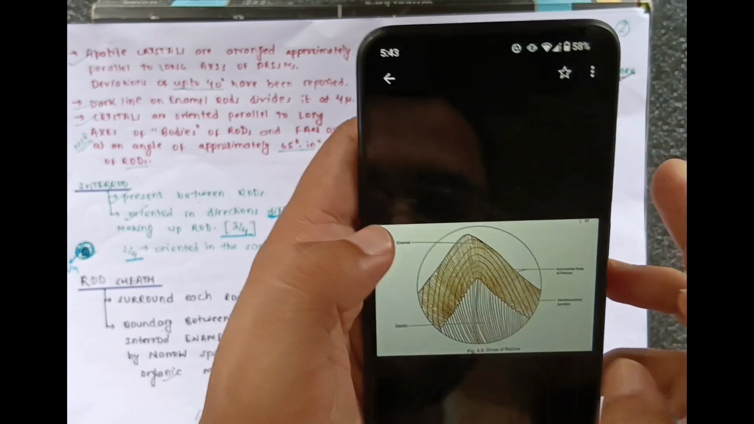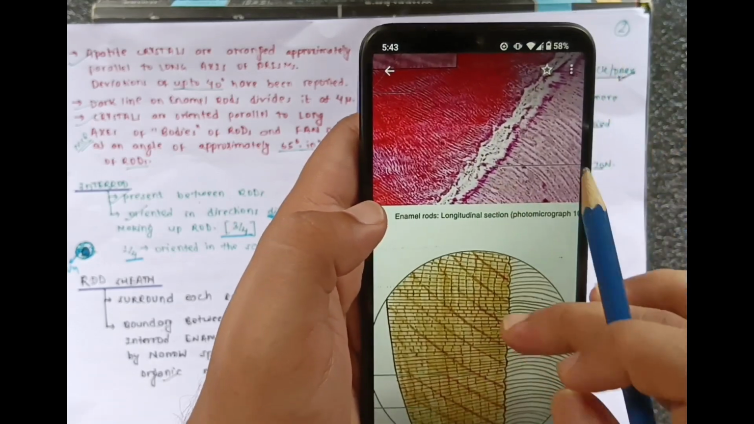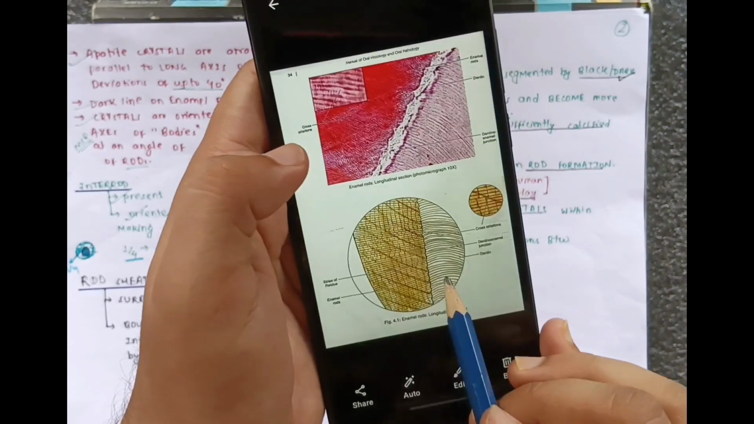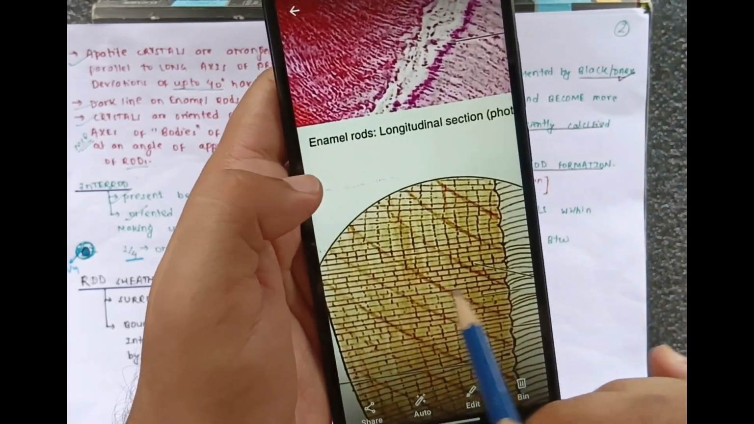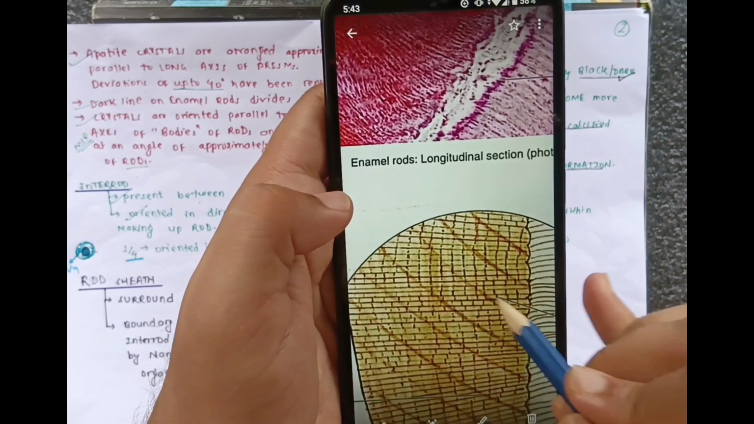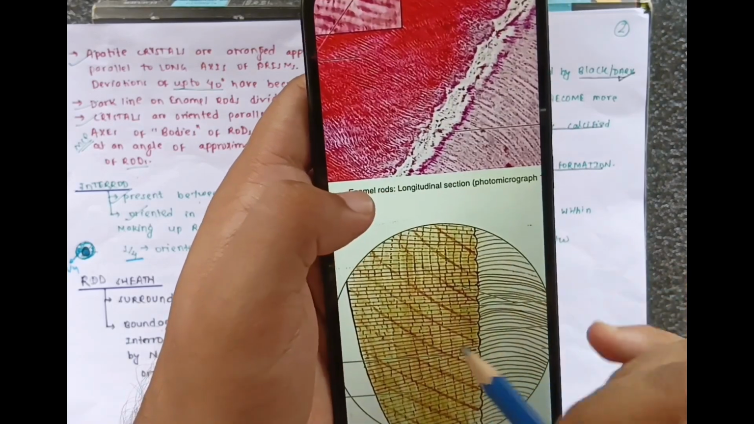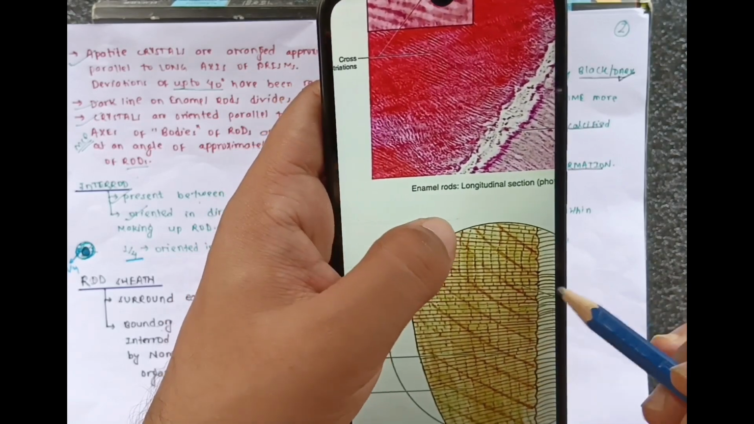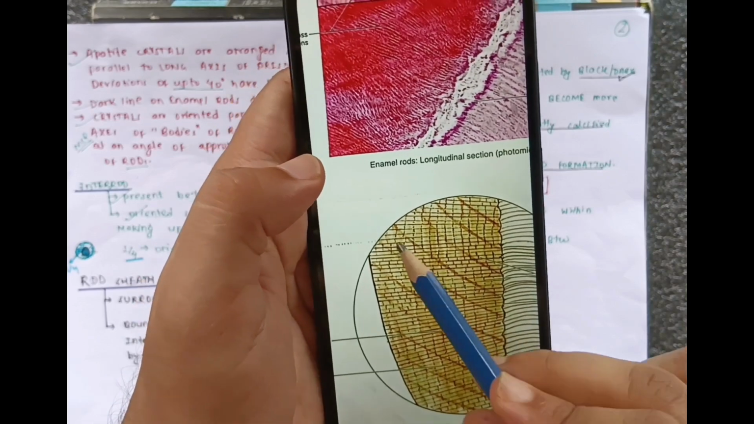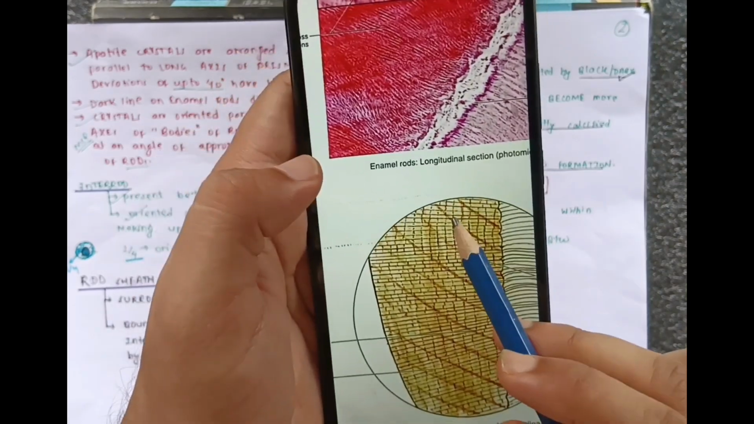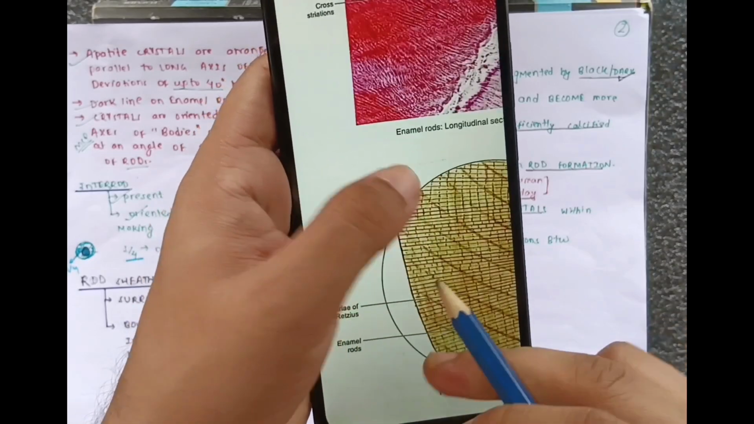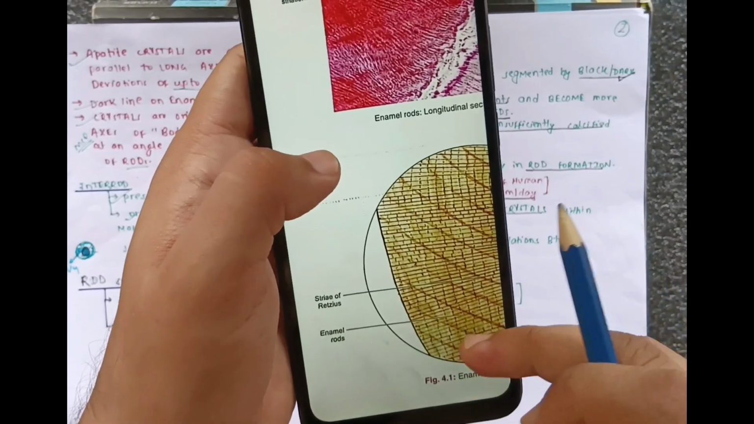After that, this is gnarled enamel, Striae of Retzius. This is a longitudinal section. In longitudinal section, we can see enamel rods are present here, and the darkish lines are dividing the enamel rods into different segments. Those darkish lines we call cross striations. The more pronounced dark lines running through the thickness of the enamel are called Striae of Retzius. We will be dealing with this later.